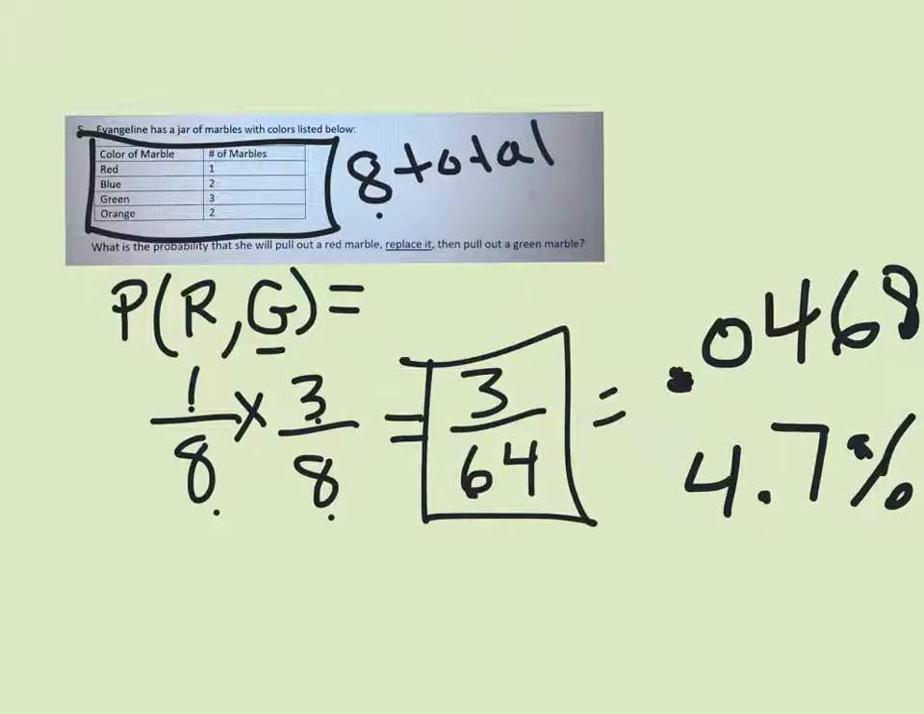If we change this to a percent, we can see that the probability of pulling a red, then pulling a green in that order, is only 4.7%. So it's very close to 0%. So that is very unlikely that those two things would happen.